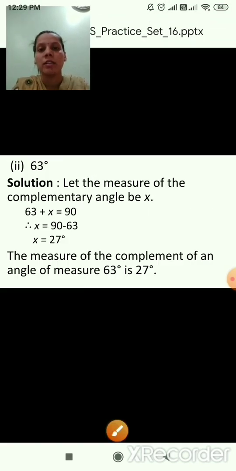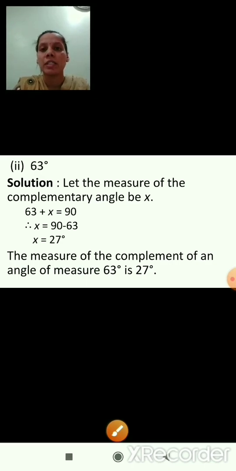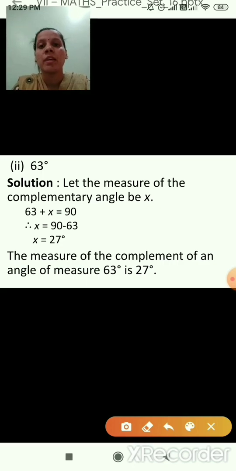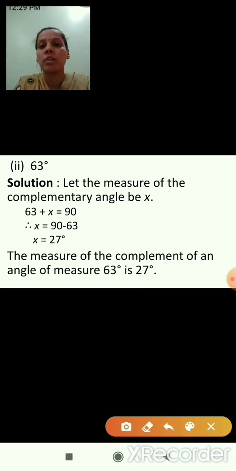Yes, this is the second sum now. 63 degree. The measure of one angle is given, that is 63 degree. Now you will find out the measure of its complementary angle. Yes. So first in the solution, we will consider, let the measure of the complementary angle be x. Correct. So as I have written it here, solution: let the measure of the complementary angle be x.